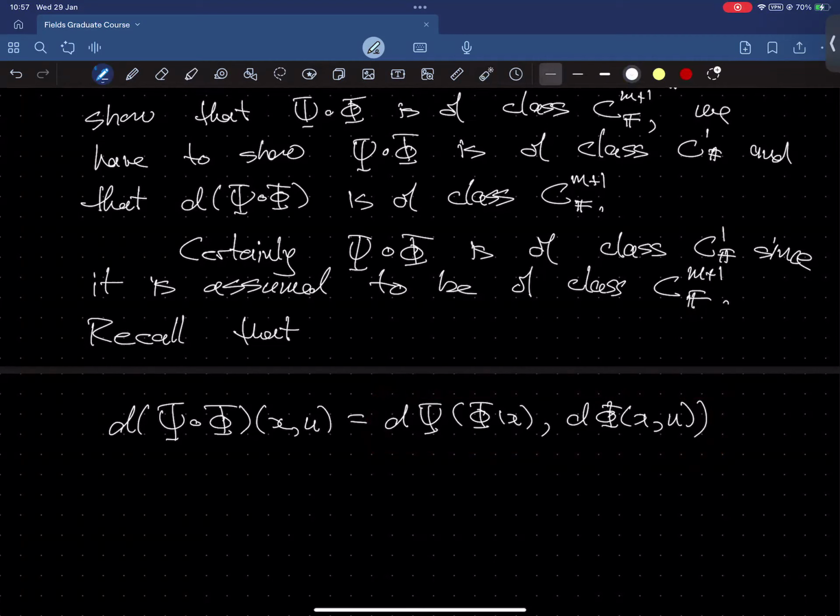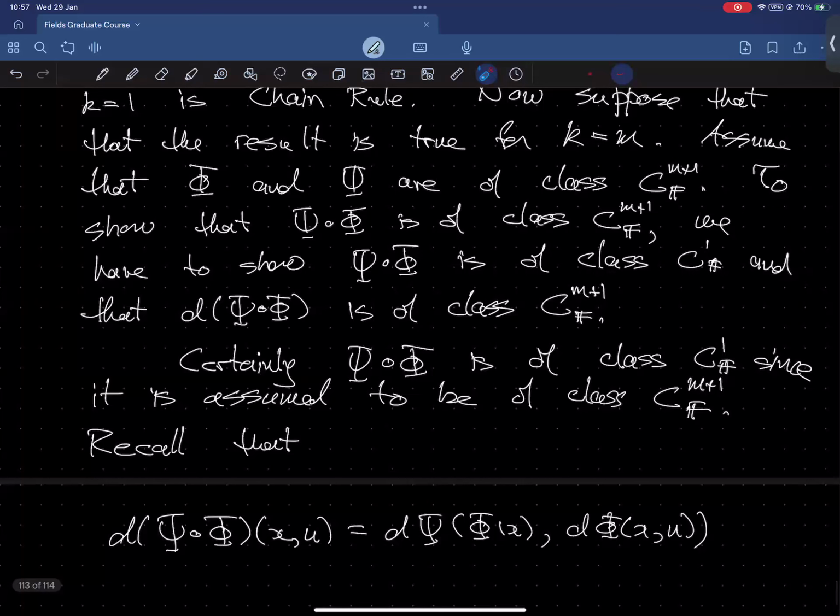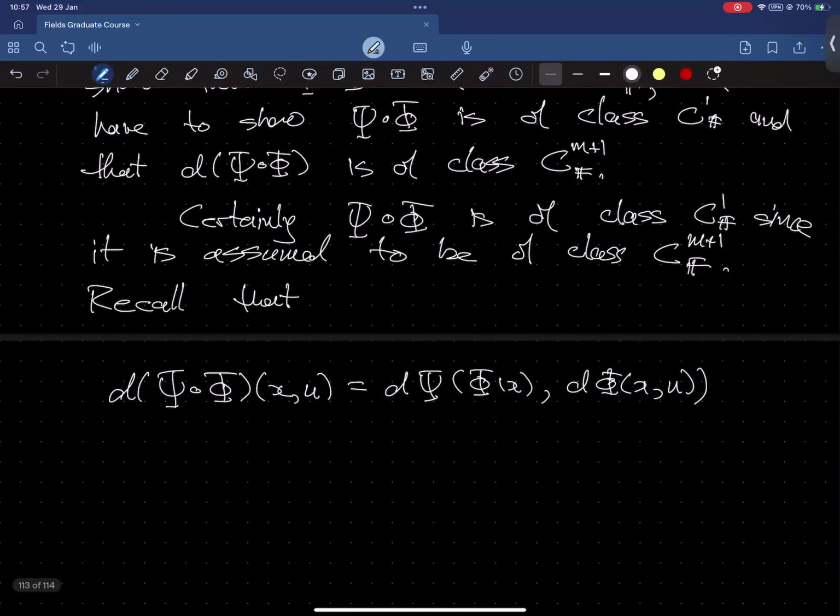Certainly I know that d psi is of class CM, because I'm assuming that phi and psi are of class CM plus one. So this is of class CM, because it's of class CM plus one, and similarly, this is of class CM plus one. So we just have to organize things in the right way. From what I said, it becomes immediately believable that this thing will be of class CM, but let's organize that in a good way.